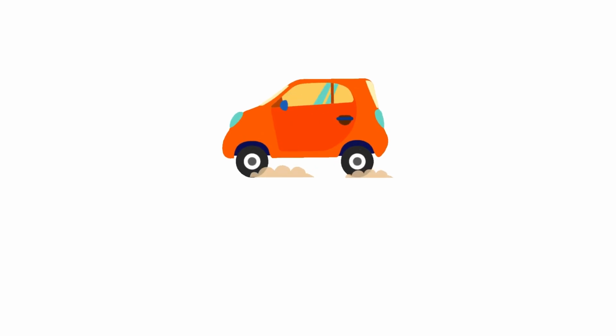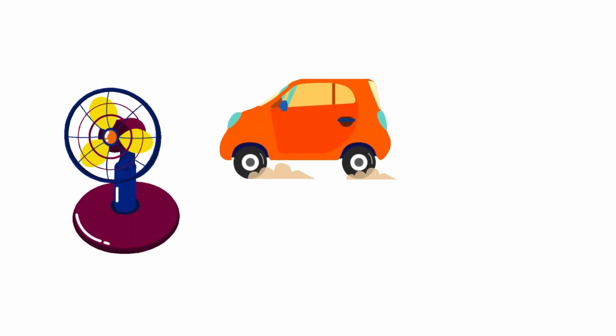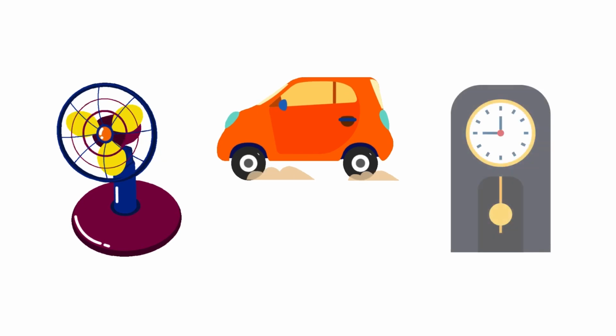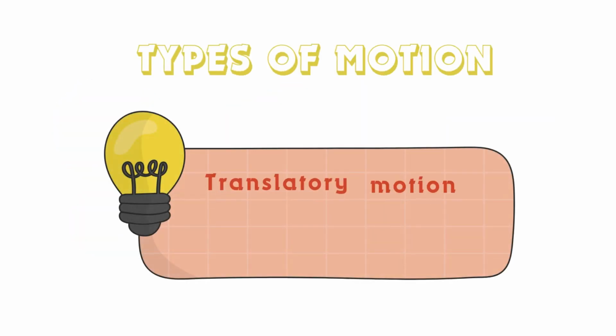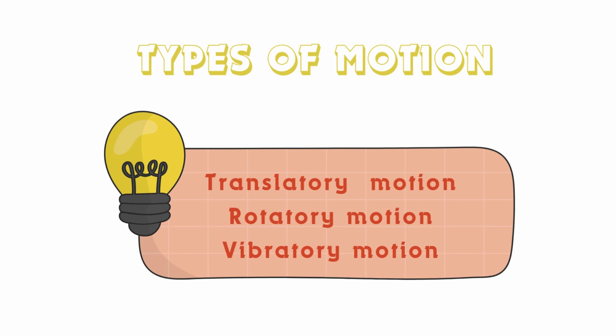If we observe carefully, we will find that everything in the universe is in motion. For example, the motion of a car on a straight road is different from the motion of the blades of a fan, which is again different from the way a pendulum of a clock moves. Talking about the types of motion, there are three types, namely translatory motion, rotatory motion, and vibratory motion.